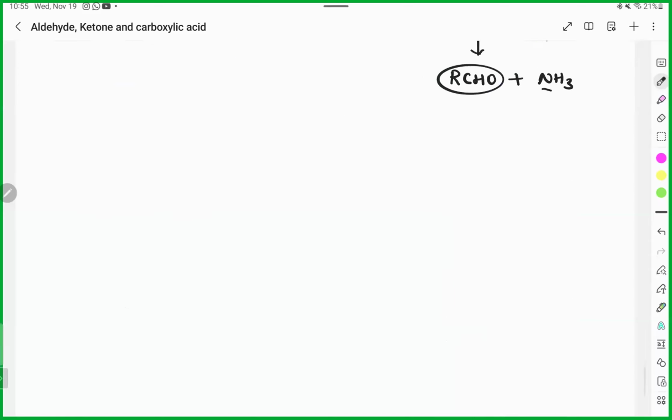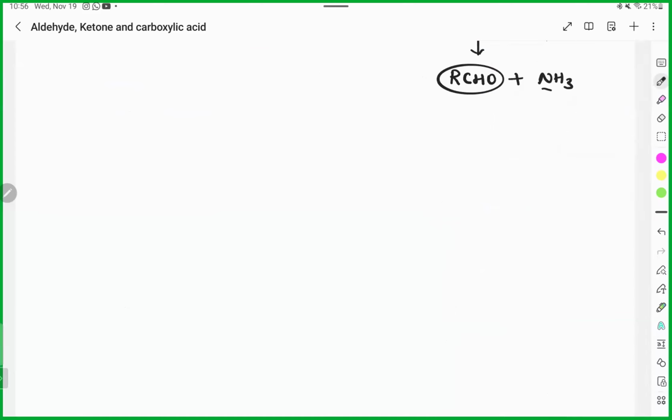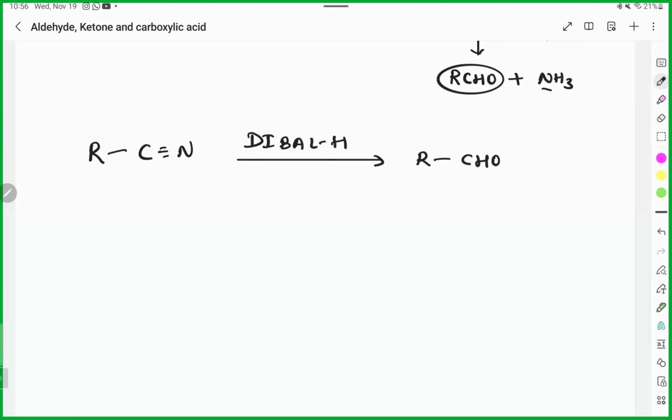Correct? Yeah. I have seen this one question, and even in the beginning you will feel that you forgot this. For example, if you take RCN, you will remember Stephen's reaction, but other than that, you can use DIBAL here. And if you use DIBAL here, it will lead to the formation of only aldehyde, not alcohol.